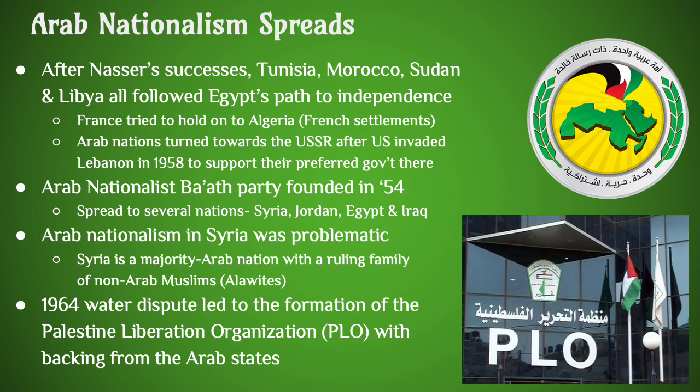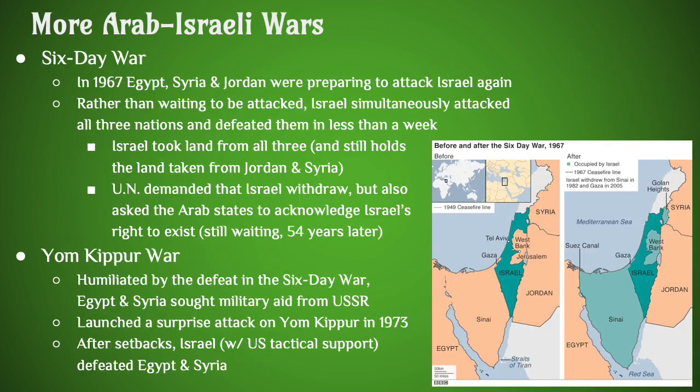In 1964, a relatively insignificant water dispute leads to the formation of an organization called the Palestine Liberation Organization, or PLO, with a lot of backing from the Arab states. And for the first several decades of the PLO's existence, it's a terrorist group and nothing else, although that changes in the 1990s. There were more wars between the Israelis and the Arab states, though.